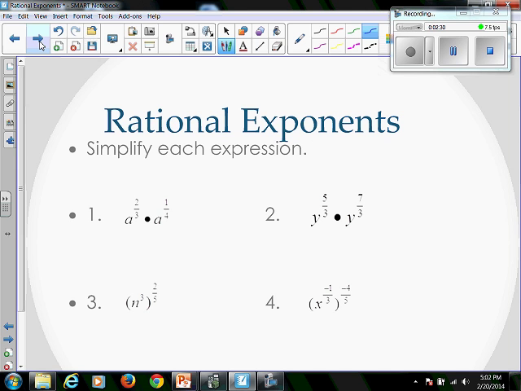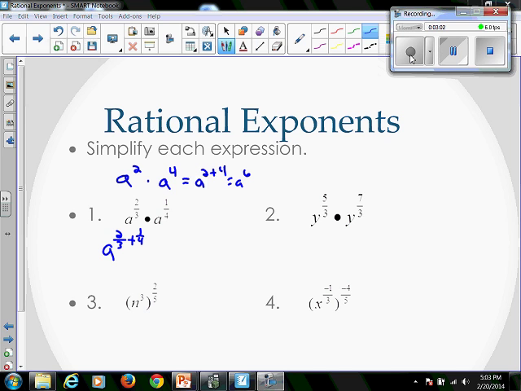Now, let's look at these problems. We're going to simplify a to the 2/3 power times a to the 1/4. Well, what does this look like? Something that we've done before? Well, maybe a squared times a to the 4th. Remember, what did we do when we had a squared times a to the 4th? We added our exponents. We got a to the 6th. So here we're going to add our exponents. 2/3 plus 1/4. We get 11/12. Can we simplify 11/12? No, we cannot.